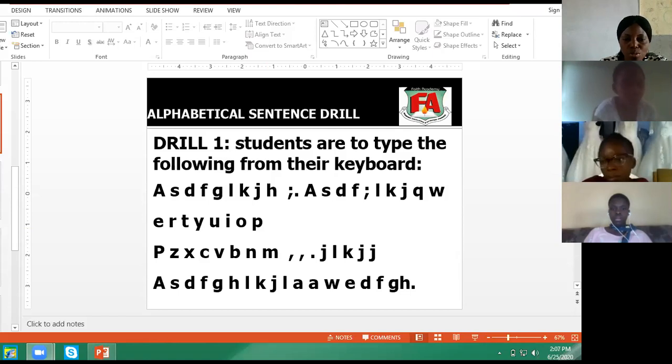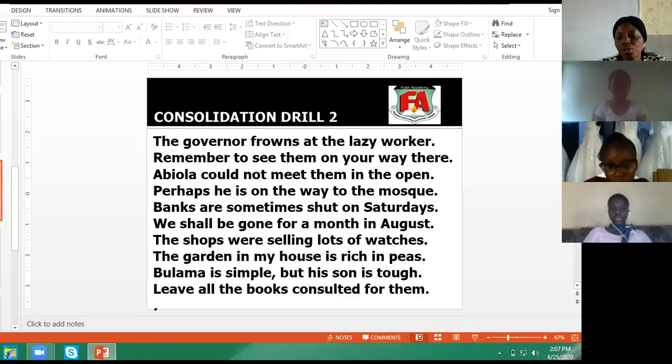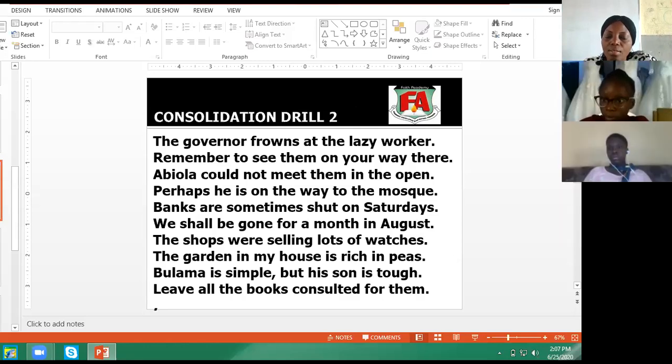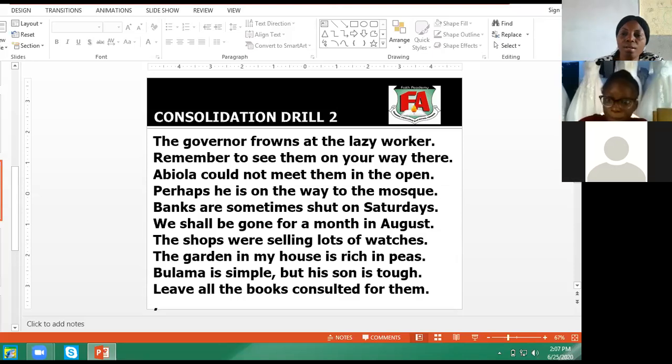So we have another one here too. This consolidation drill is a continuation of the first one. By the time you practice with the first one, this is another one. Let me just read it out. The governor frowns at the lazy worker. Should we copy this one? Yes, copy this one too. You practice with it. The governor frowns at the lazy worker. Full stop.